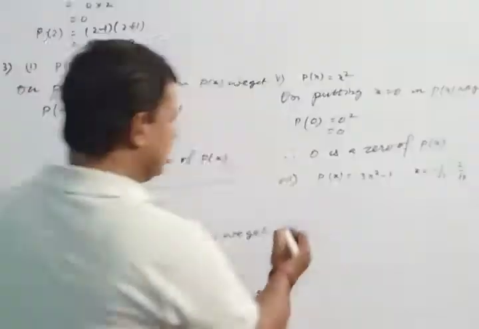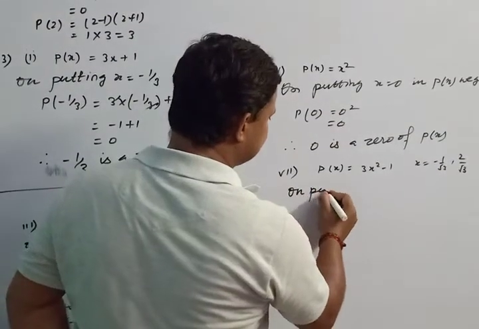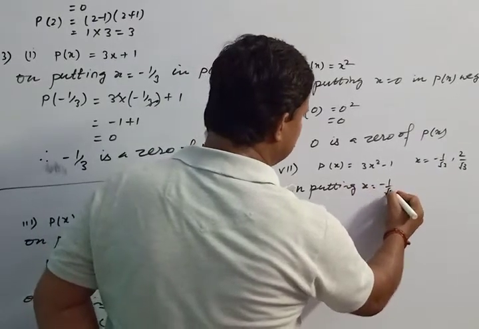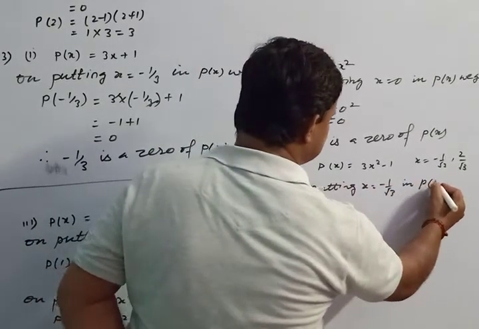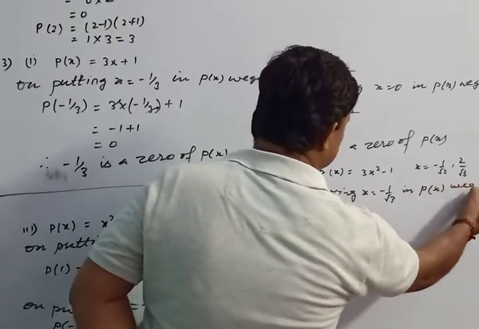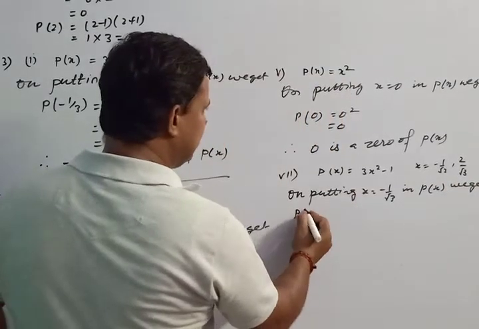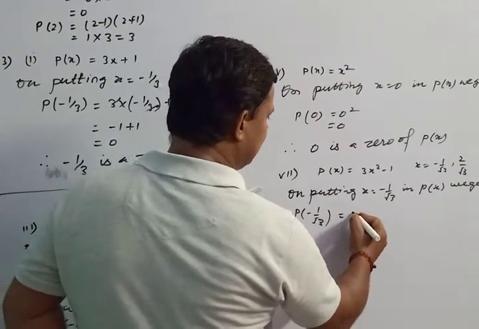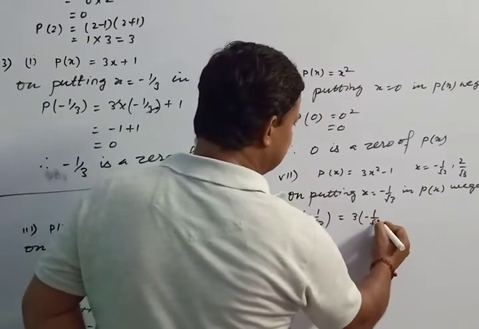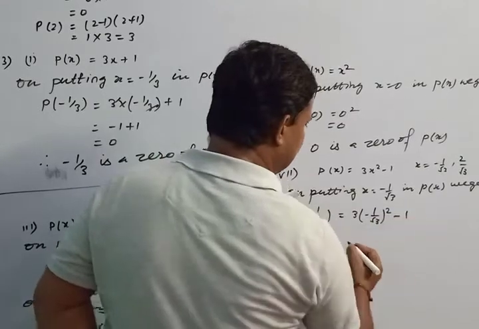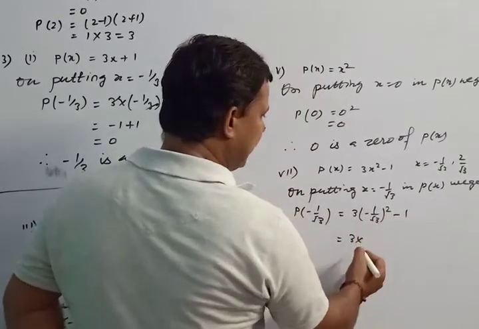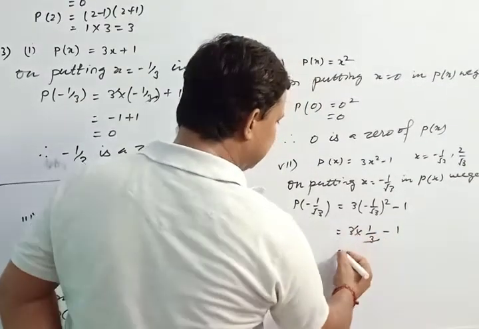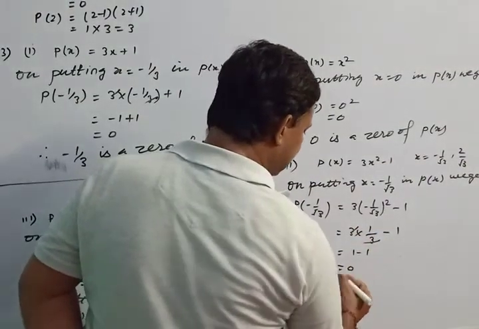So firstly, on putting x is equal to minus 1 by root 3 in p(x), we get p(minus 1 by root 3) is equal to 3 into (minus 1 by root 3) whole square minus 1. 3, if you square it, it becomes plus and it becomes 3 and 1. 3 cancel, 1 minus 1 is equal to 0.